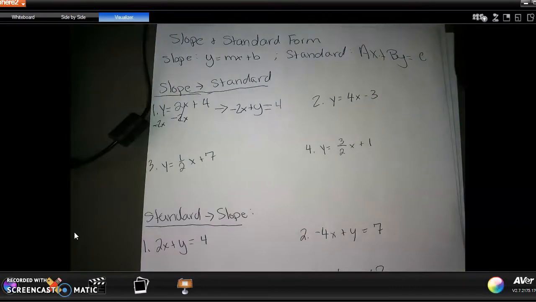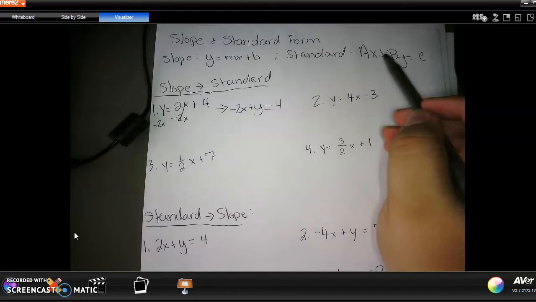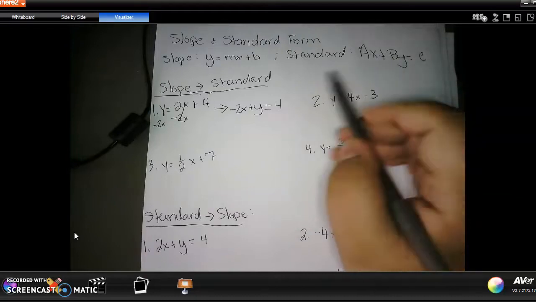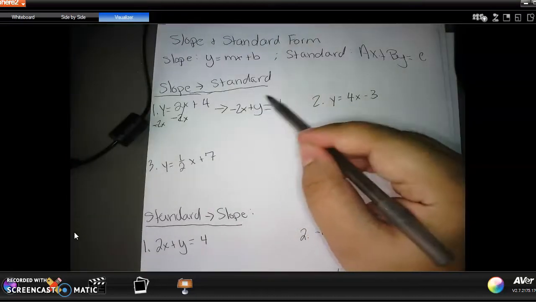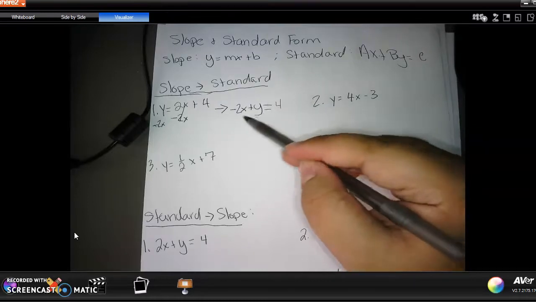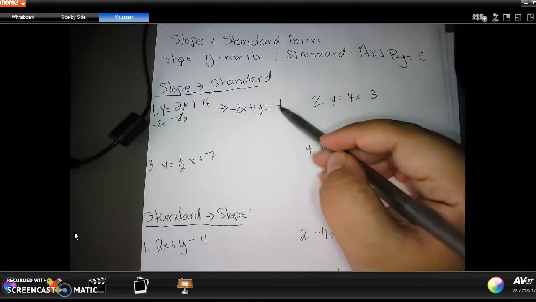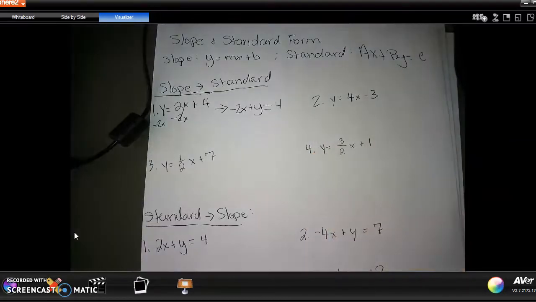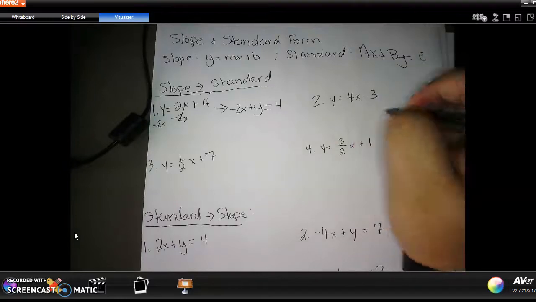So if you're going from slope to standard form, if you look over here, this is in standard form, right? You have your ax, your by, and then your c. Okay? So you have two things with variables on the left-hand side, and on the right-hand side, you have one thing without a variable. Okay? So let's go on to the next one.